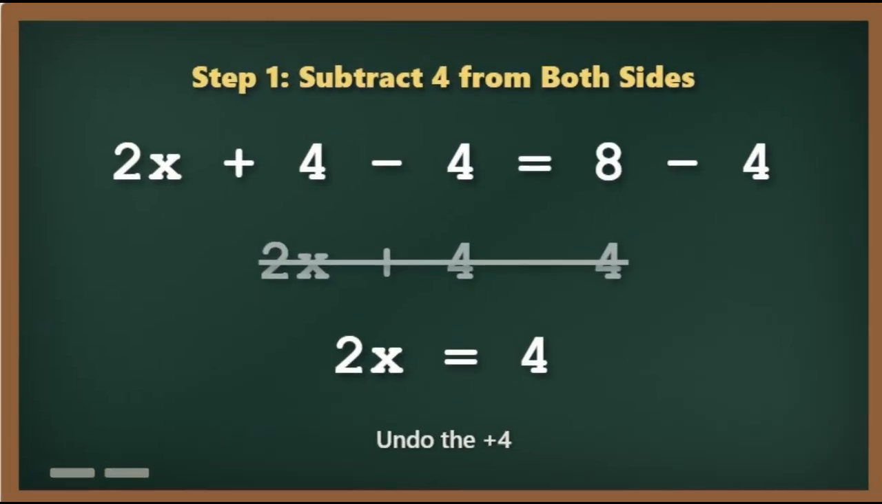Okay, same rule as always. We undo the plus 4 first. Subtract 4 from both sides. On the left, 2x plus 4 minus 4. The 4's cancel out, leaving just 2x. On the right, 8 minus 4 equals 4. So now we have 2x equals 4. See, same move, different number.